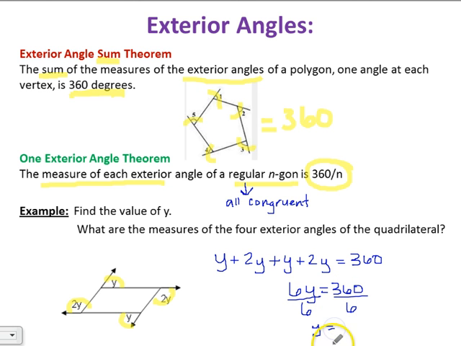And we get y equals, well, what do we get when we take 360 divided by 6? You can grab your calculator if you need to, or this one you can probably do in your head. So 360 divided by 6, we get 60 degrees. So y equals 60 degrees. All these angles with just plain old y, we know that they're 60 degrees. If it's 2y, we have to take 2 times 60, which gives us 120 degrees. If we add all those up, we will get 360. So remember, the exterior angles will have a sum of 360.